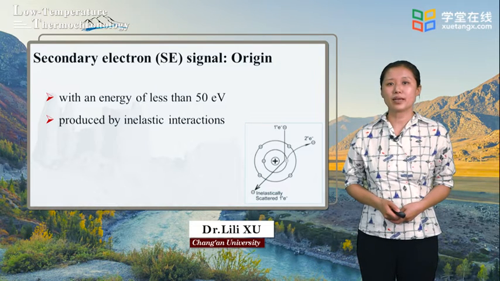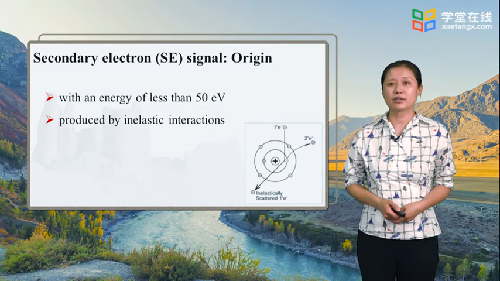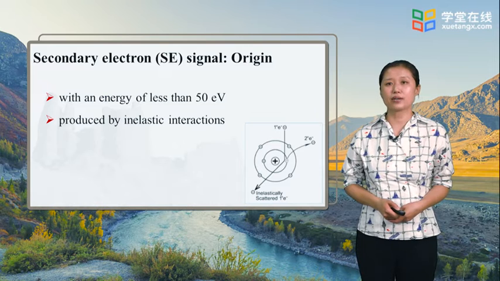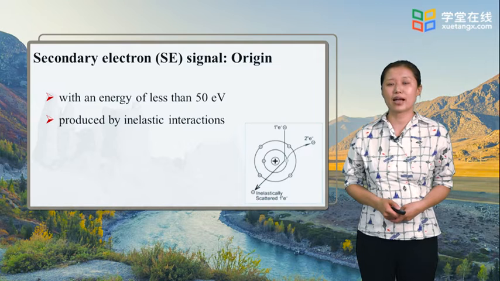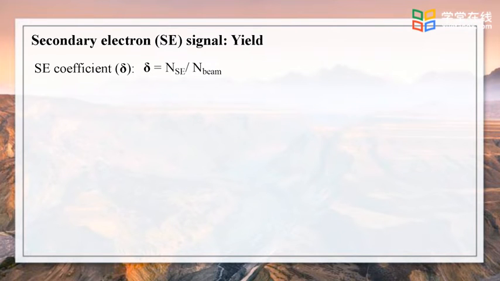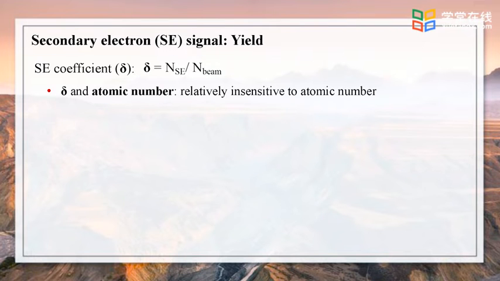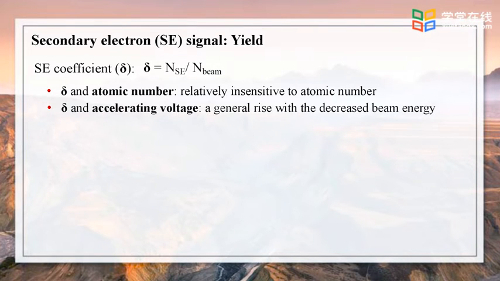They are predominantly produced by the interactions between energetic beam electrons and weakly bonded conduction band electrons or the valence electrons. The secondary electron coefficient is the ratio of the number of secondary electrons to the number of beam electrons incident on the sample. The coefficient is relatively insensitive to atomic number. For most elements, it is approximately 0.1. There is a general rise as the beam energy is decreased, primarily due to the reduction in interaction volume.